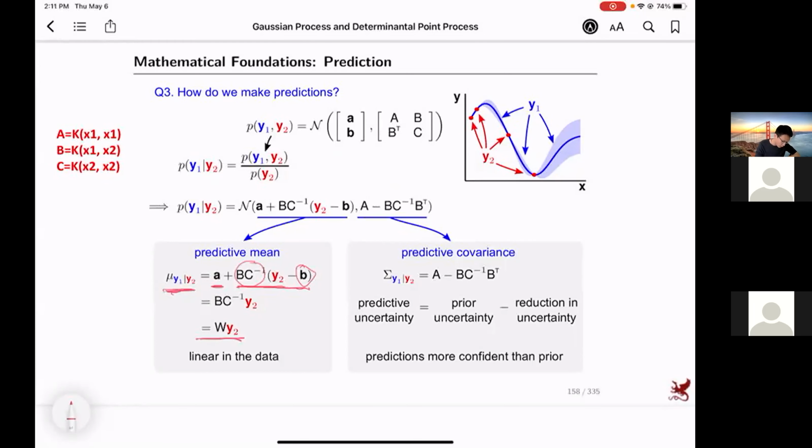So for the covariance, we can also see we have this kernel function applied on the x1s, which only contains information from y1, but we can also do this reduction in uncertainty because we have already observed some values close to y1, right? So then we are more certain about how the values of y1 should be distributed. So the covariance actually gets smaller. So in this case, following these two formulas, we're going to get a prediction of y1 and also the uncertainty of our prediction.